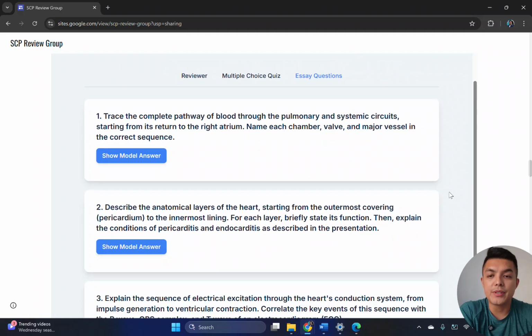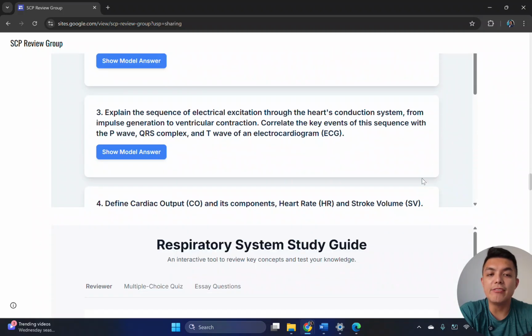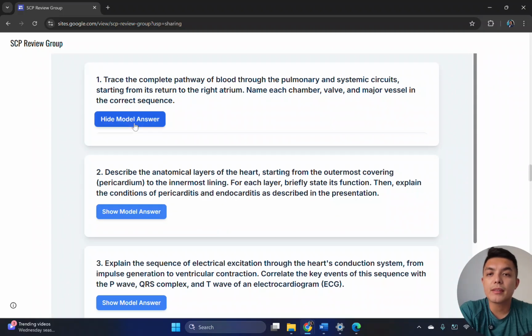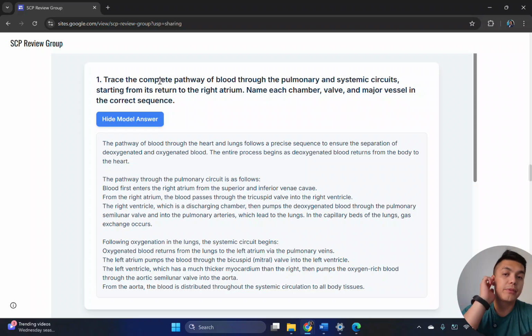And let's go through some essay questions. We have 5. Trace the complete pathway of blood through the pulmonary and systemic circuits, starting from its return to the right atrium. Name each chamber, valve, and major vessel in the correct sequence.